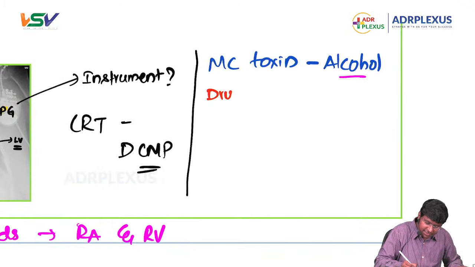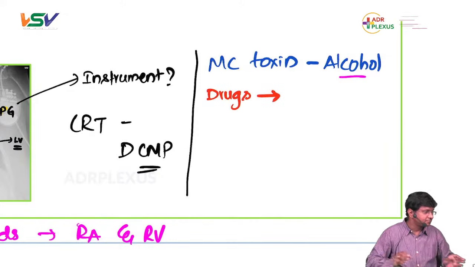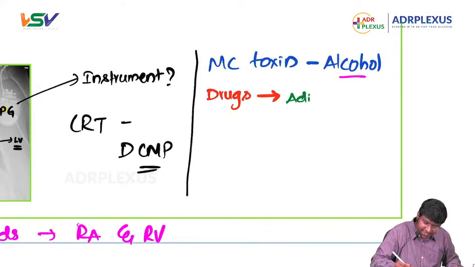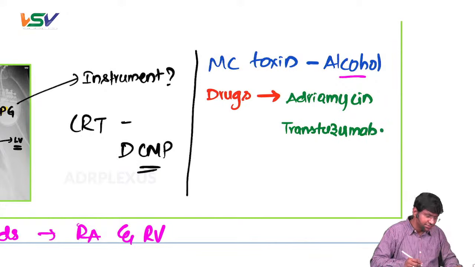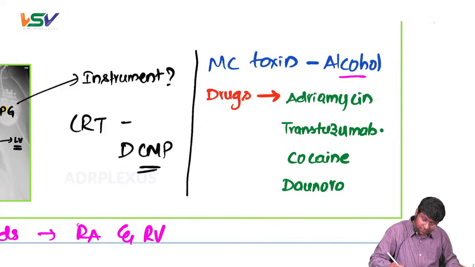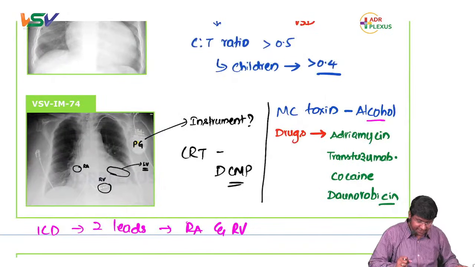Tell me, what are the drugs that will be causing dilated cardiomyopathy? Right, very good. So the drugs causing dilated cardiomyopathy will be adriamycin. Okay, then we have trastuzumab. Then the other one is, yeah, so that is cocaine. Then doxorubicin or daunorubicin. Okay, so these are the drugs that will be causing dilated cardiomyopathy, right?